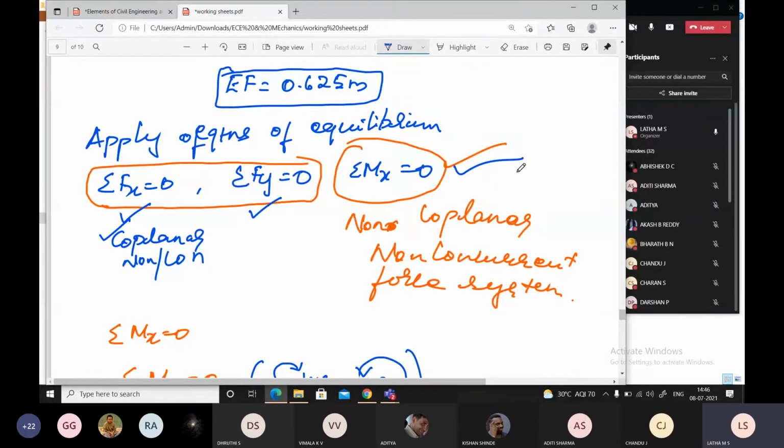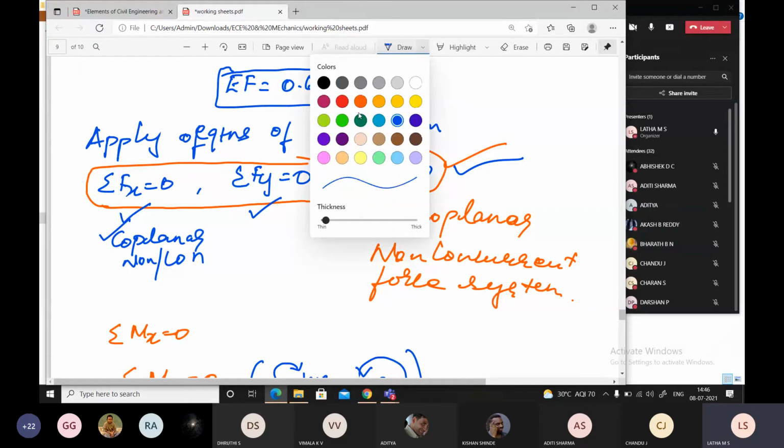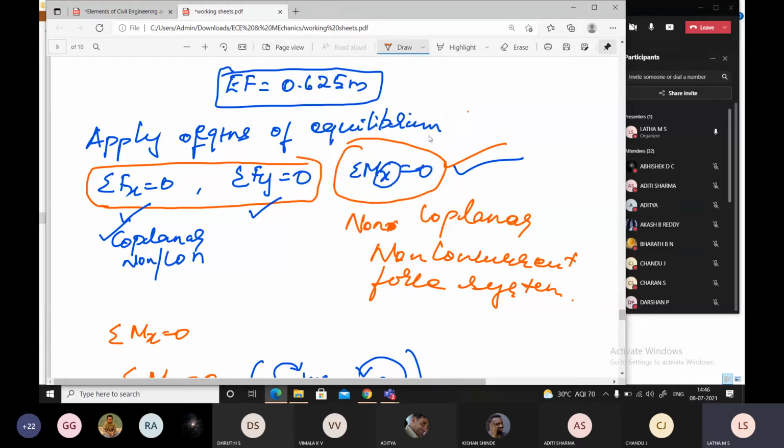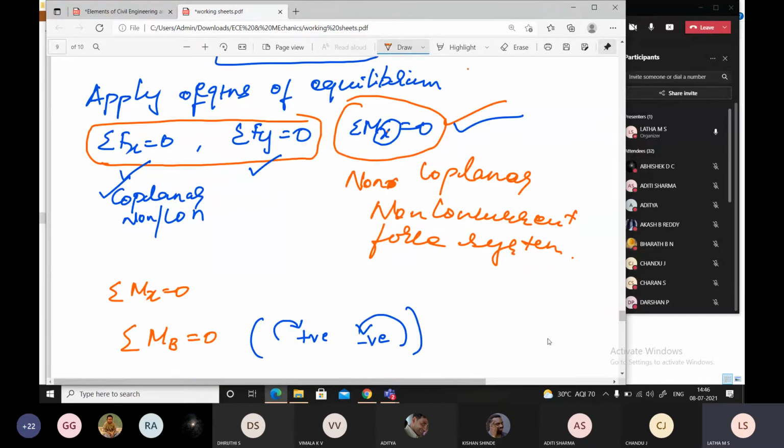Now you can see this x, students. How to use this x? Where to use this x? X has to be a support. X is a point where the body supports, where the body will support.